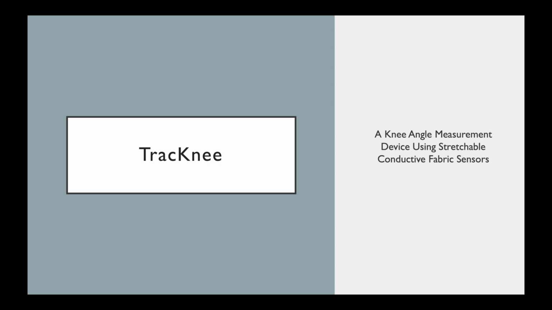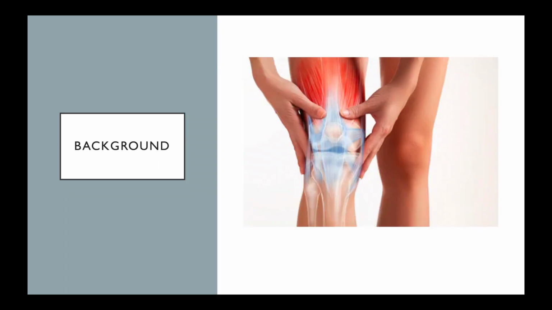Hello, this is NCWIT Collegiate Award Application number 234360, and I did my project on TracKnee, a knee angle measurement device using stretchable conductive fabric sensors. The knee is the most commonly injured joint, at 2.29 knee injuries per 1,000.